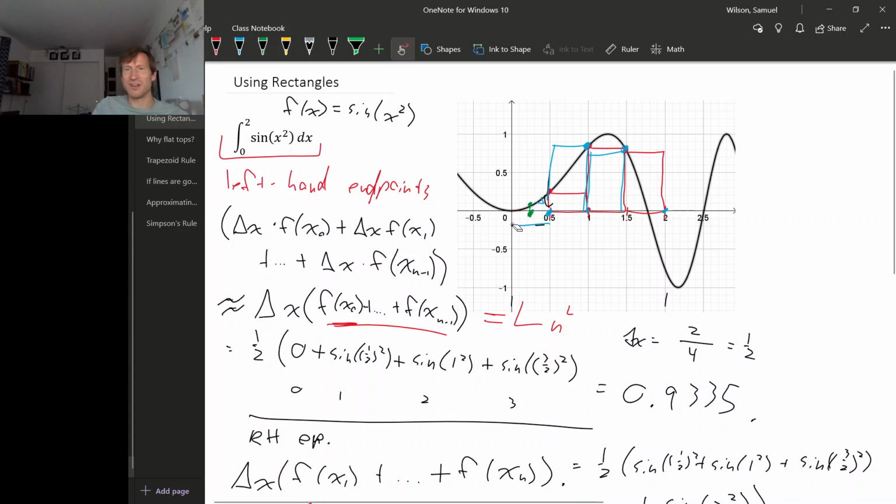Let me erase all of my rectangles and just start over. It's hard to see what I'm drawing. Okay, so our intervals are like this.